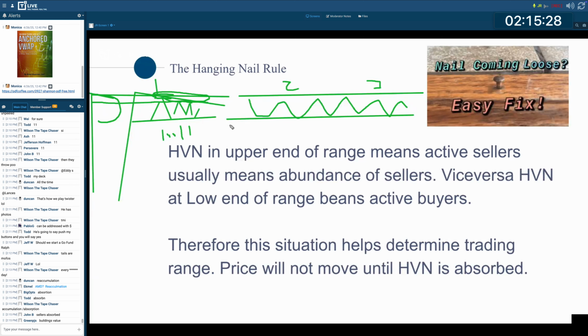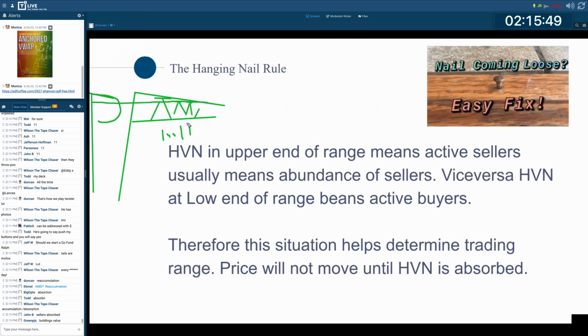Exactly. You're building value, you're reaccumulating, and more importantly, you're absorbing these sellers. So when you see a high volume node and high volume candles forming topping tails at the top, it means you have a lot of sellers. On the opposite side of that coin, if you see low volume bars and very weak technicals and weak delta forming topping tails, that'll usually represent lack of buyer interest.